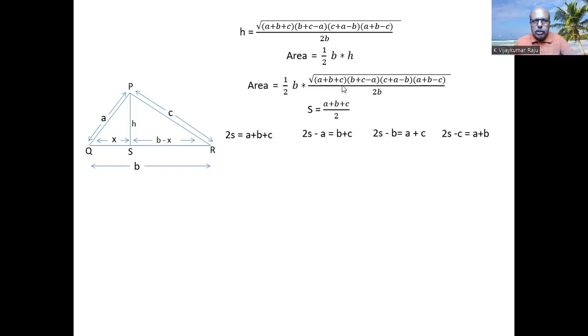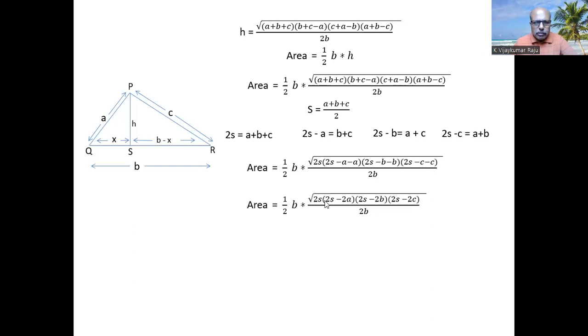So let us substitute all this in this formula. See how it takes. 1 by 2b, this is 2s, this is 2s minus a, 2s minus b, 2s minus c. So minus a, minus b, minus c. So if you write it that way, it will become 1 by 2b root of 2s, 2s minus 2a, 2s minus 2b, 2s minus 2c. Now 2 common, let us start taking out 2 common from each of these brackets.